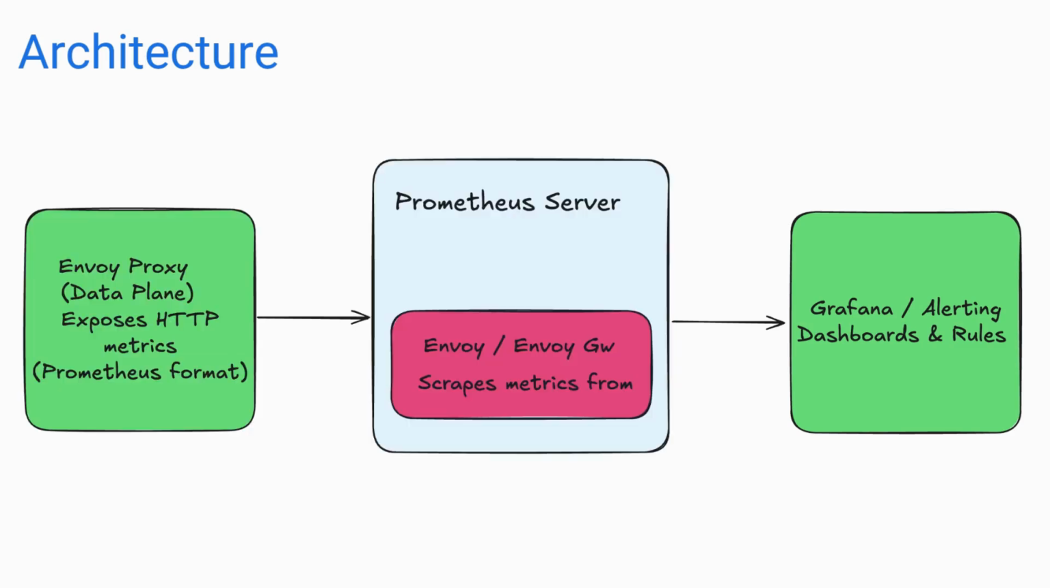In short, Envoy produces metrics. Prometheus collects them. Grafana and alerting tools analyze them to give you API usage analytics and operational visibility. So this is the architecture.